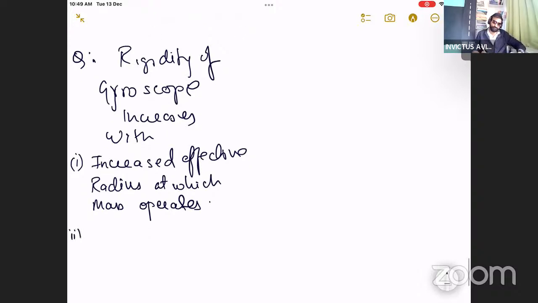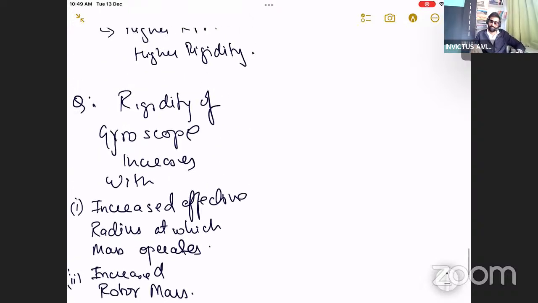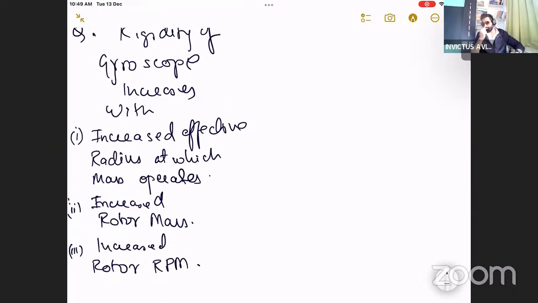Number 2, with increased rotor mass. Number 3, with increased rotor RPM. Okay, that's it. You can say increased gyroscopic inertia.